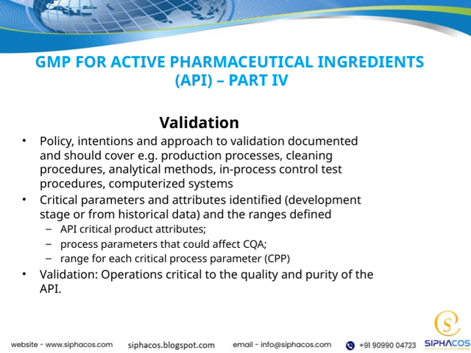Finally, we focus on validation of operations that are critical to the API's quality and purity. This validation ensures that every step in the process maintains the integrity of the API, aligning with GMP standards for active pharmaceutical ingredients. In summary, thorough validation is about documenting our approach, identifying and controlling critical parameters, and validating operations that directly impact quality and purity. This is fundamental to maintaining high standards in pharmaceutical manufacturing.